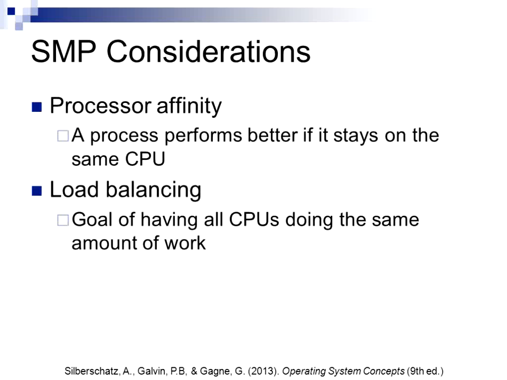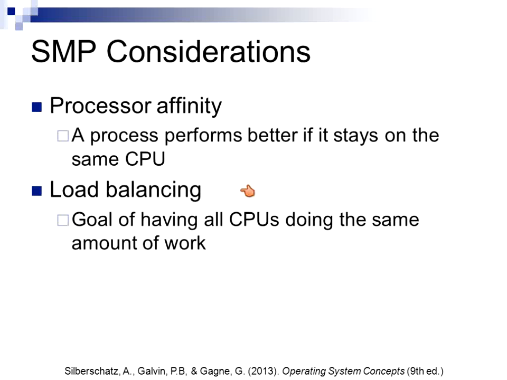Most modern operating systems do support SMP, symmetric multiprocessing. As you're doing scheduling between these different processors, one of the things you have to consider is processor affinity. A process usually performs better if it stays on the same CPU, if it's not moving between one CPU and another, because there's less that has to happen when the process is allocated the CPU and then preempted. Okay?